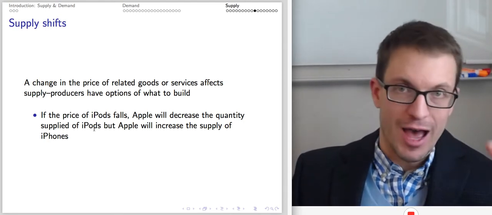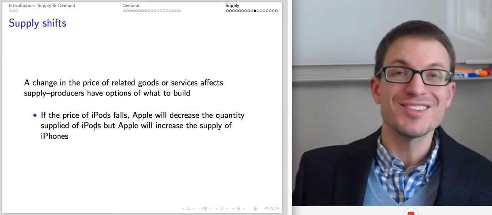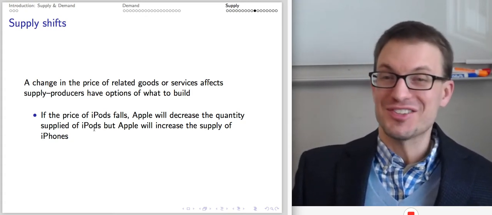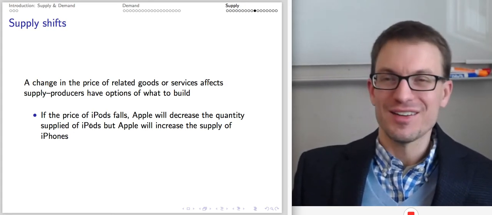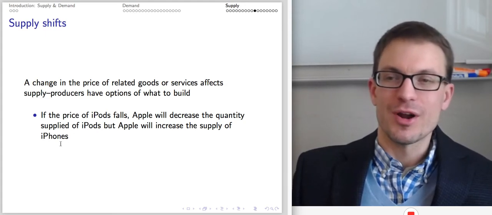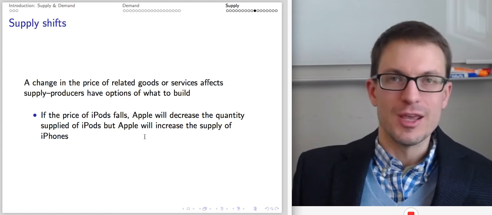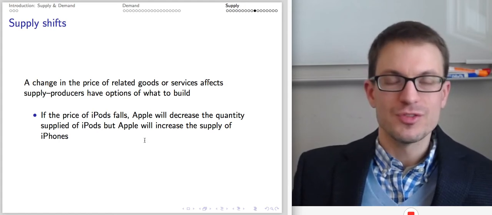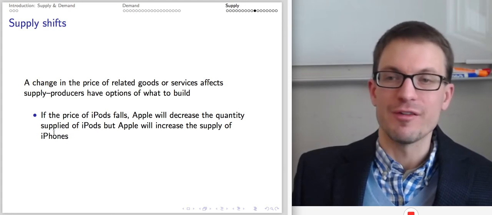So if the price of iPods falls, Apple's going to reduce the quantity supplied of iPods and instead use components, which are essentially the same, to make iPhones, right? So we'd get an increase in the supply of iPhones. Regardless of the market price of iPhones, we'd expect at all possible prices, we're going to increase the quantity supplied of iPhones. That's a rightward shift of the curve corresponding to iPhones, right?